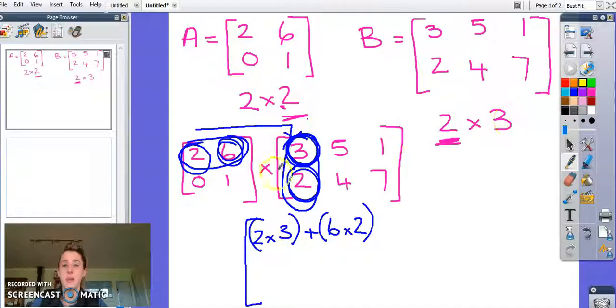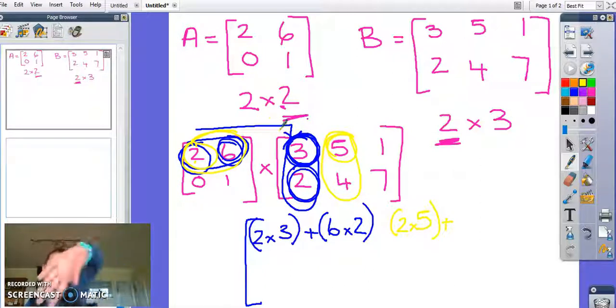Next up, I'm going to stick with my first row. So row 1, column 2. Again, that's going to be the position for my answer and my working. So I'm going to take the 2 here, multiply it by the 5. So I've got 2 multiplied by 5 plus, remember we take it across and we slide it down. So the 6 multiplied by the 4, 6 by 4.